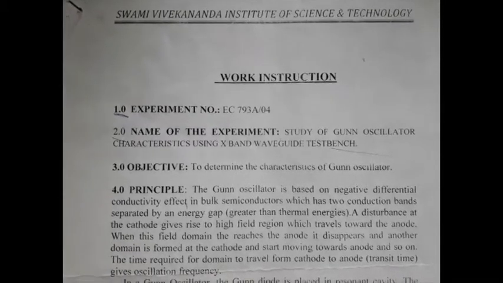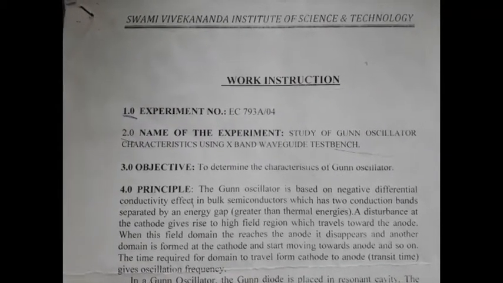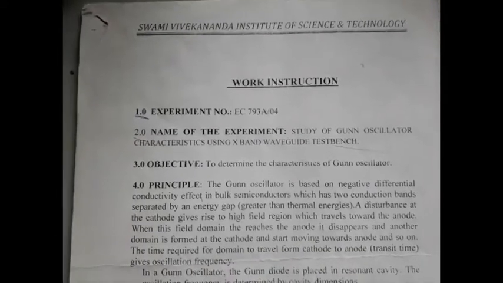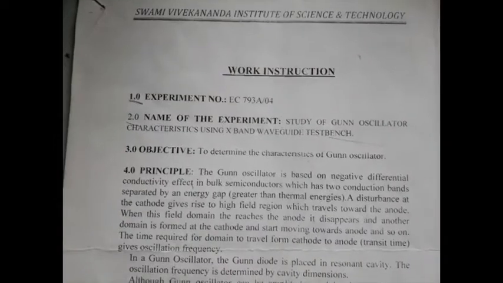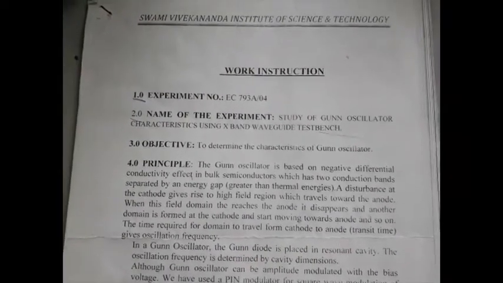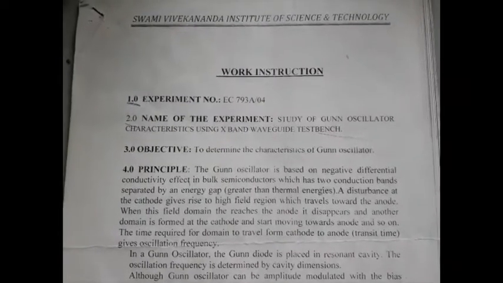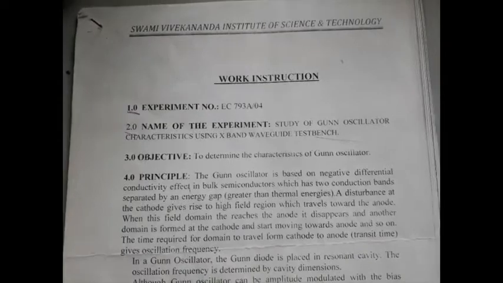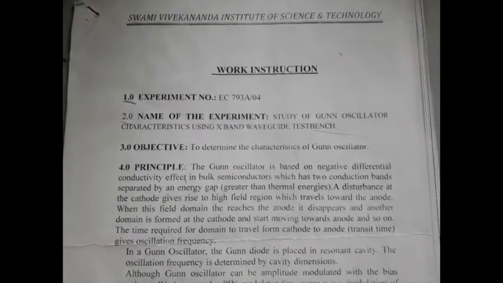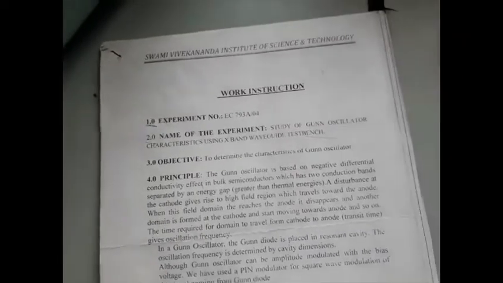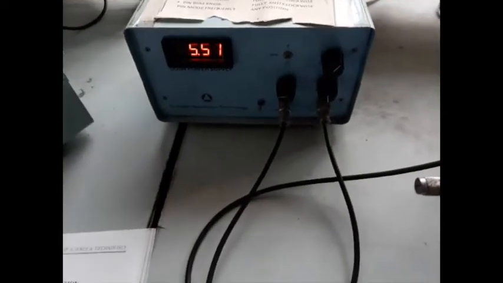In this new experiment, we have a study of GaN oscillator characteristics using an X-band waveguide. This particular experiment has two different parts. In the first part, we will measure the voltage and current characteristics, and then we will measure the frequency characteristics using some tuner circuit.